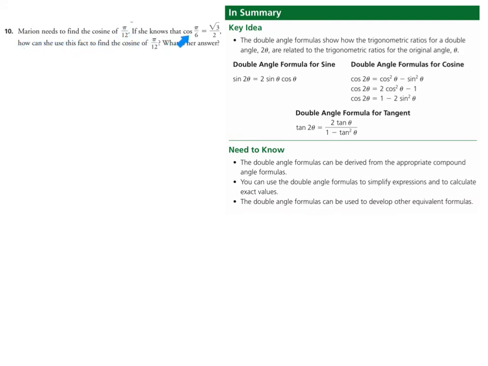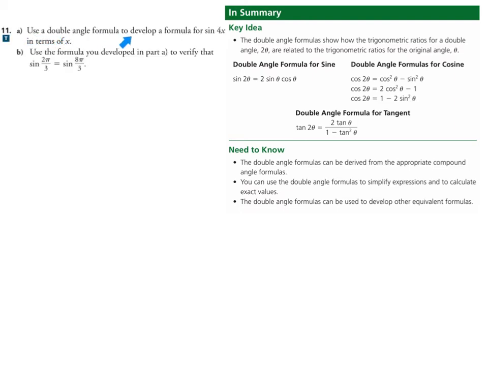Number 10, Marion needs to find the cosine of pi by 12. If she knows that cos of pi by 6 is root 3 over 2, how can she use this fact to find the cosine of pi by 12? What is her answer? I really feel like this is the exact same question that we just did, and so I'm going to go ahead and let you guys do this on your own.